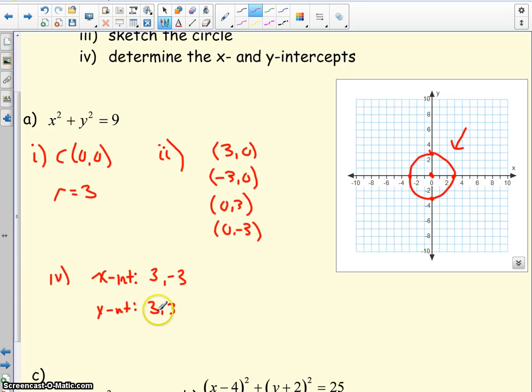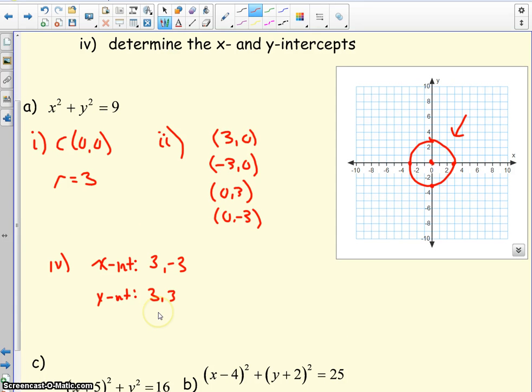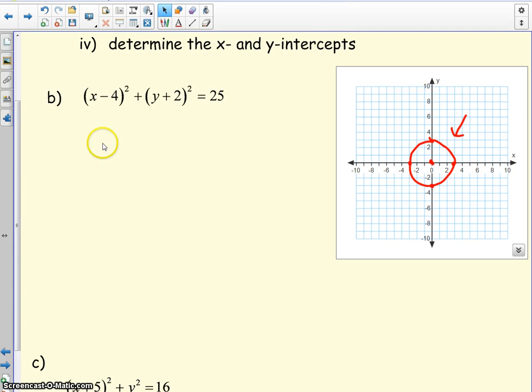Okay. So I'll do B with you, because B gets a little bit more complicated. It's not centered at the origin anymore, but centered somewhere else. So I'll run through B with you, and then I'll let you try C on your own. Okay, so let's take a look at B. If you want to take a look at B here, again, let's take a look at our center.